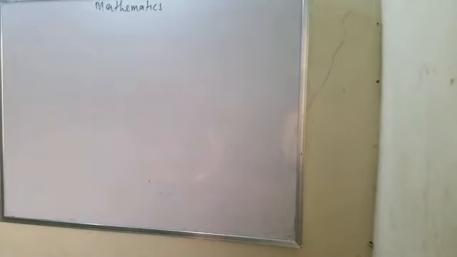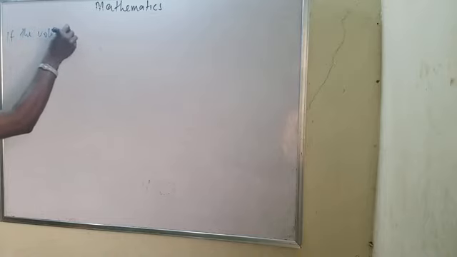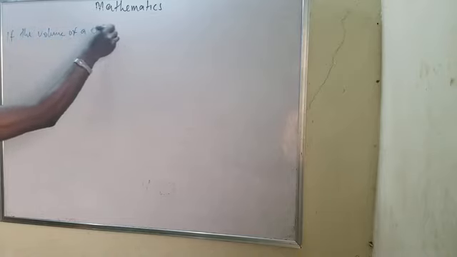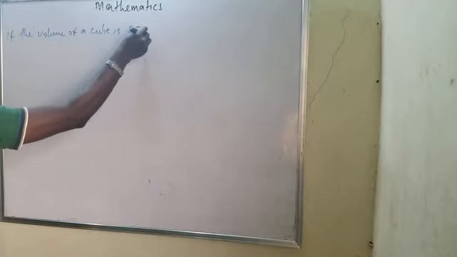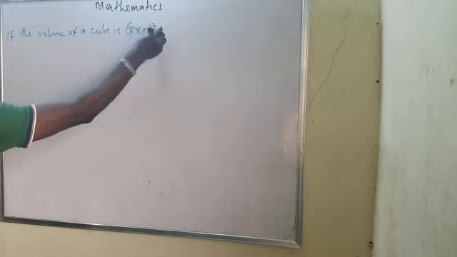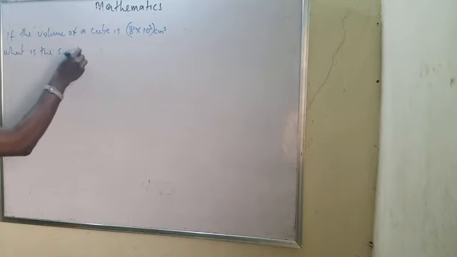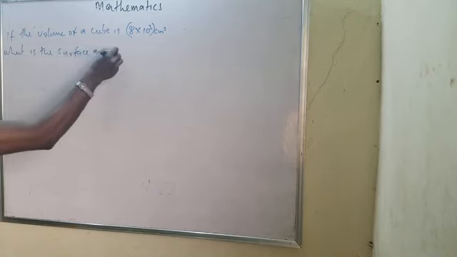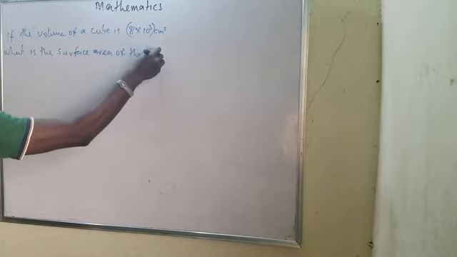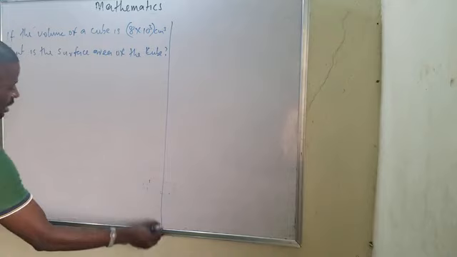Don't forget, the length of the diagonal can also be found by using the formula, please take note of that. Now, if the volume of a cube is 8 multiplied by 10 raised to the power 3 centimeter cubed, what is the surface area of the cube? I'm looking for the surface area of the cube.